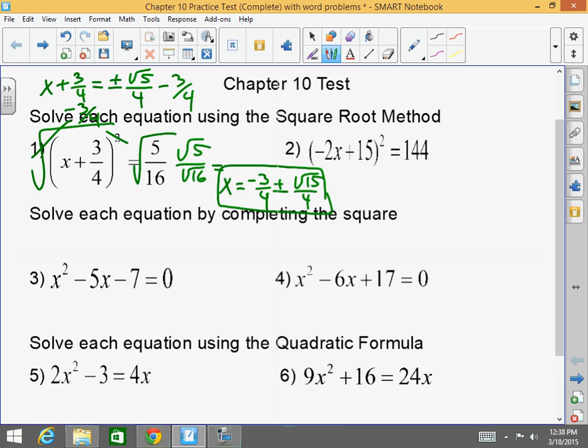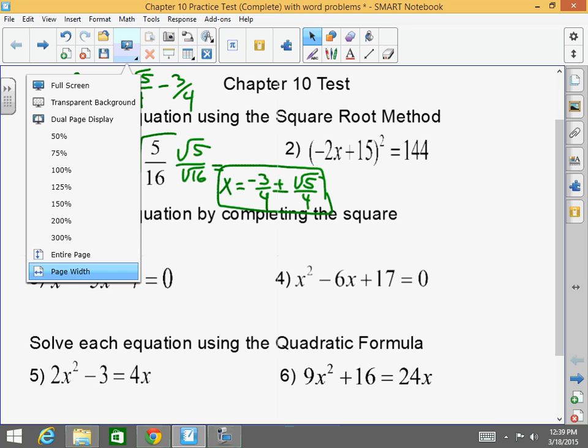Yes, sir. I don't know why I put a square root of 15. It should have been a square root of 5. Thank you, sir. That was my bad. No excuses. Pay attention, Mr. Morrow. That's a square root of 5 clearly. My apologies. All right.